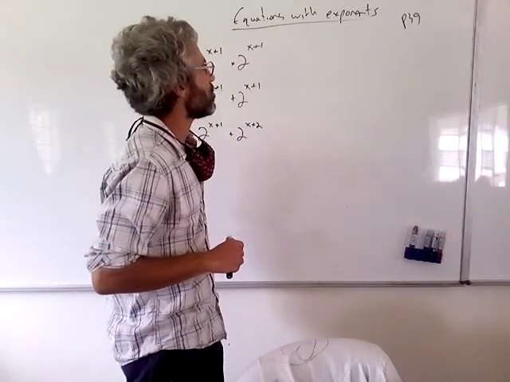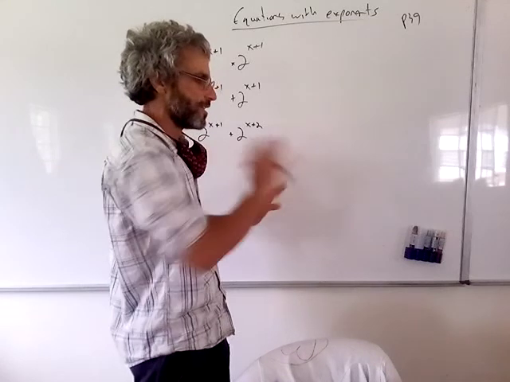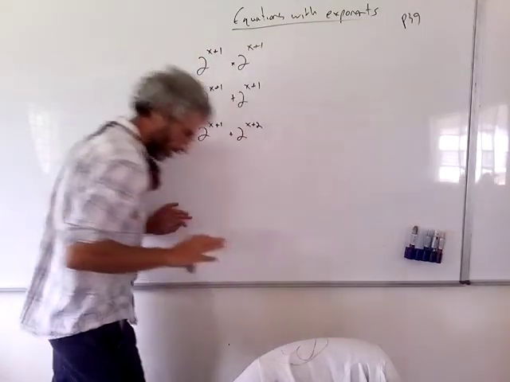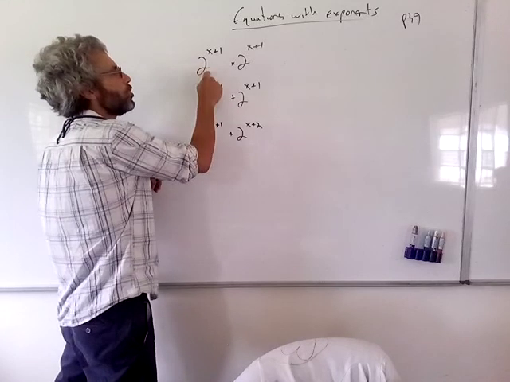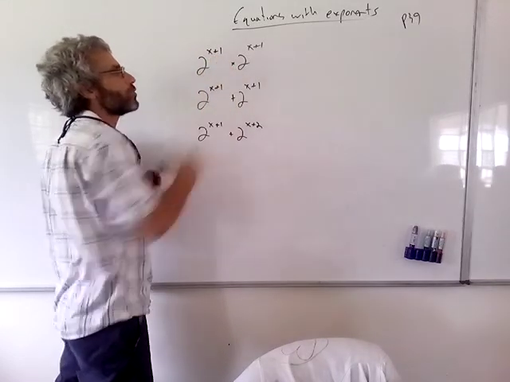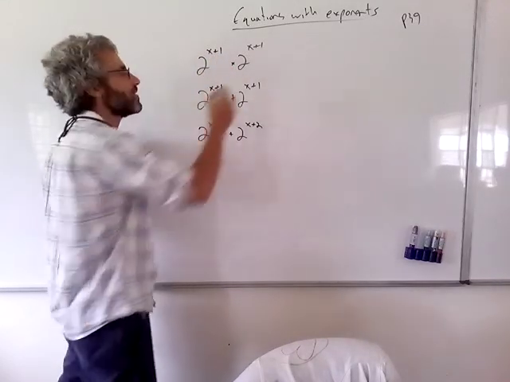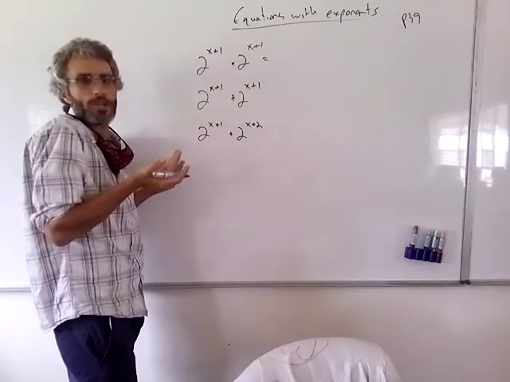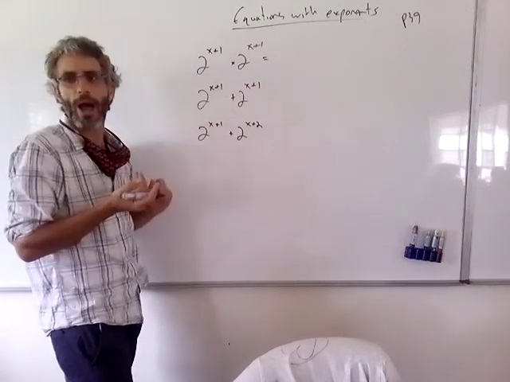Before I actually show you these kinds of equations, I'm going to ditch the equation and just do a few simplification exercises with you. 2 to the power x plus 1 times 2 to the power x plus 1. How can we simplify it? It's not an equation. What do we do? We add the powers, the exponents.